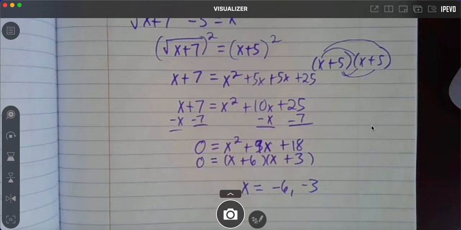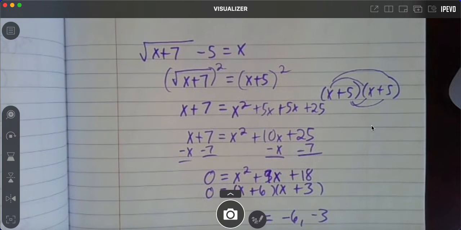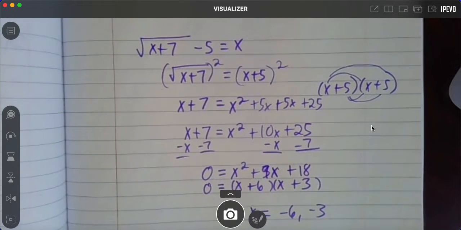Okay. So, does this mean that these are my 2 answers, Tyler? No, it doesn't. Because remember when I was going to introduce this, I said we could have an extra solution. So what do we have to do? We would have to plug it in at the beginning and see if they both work.